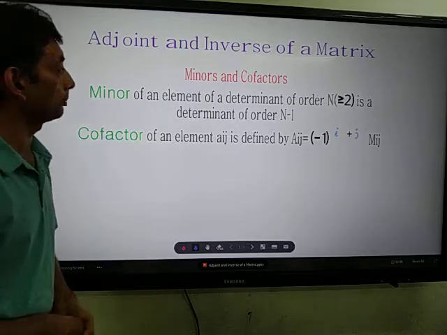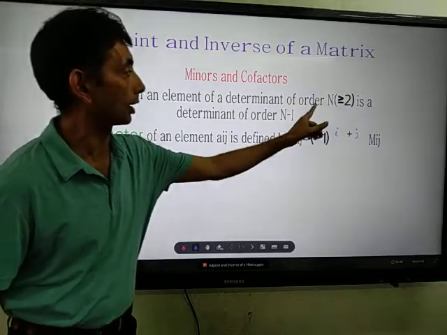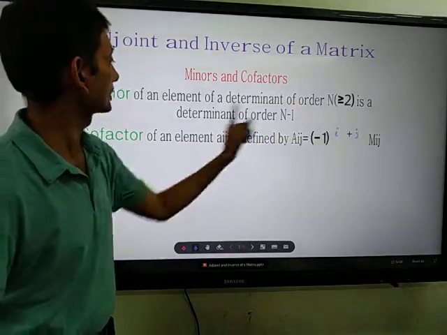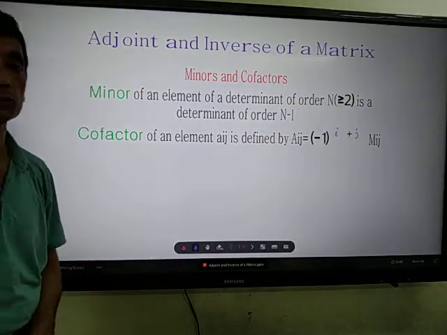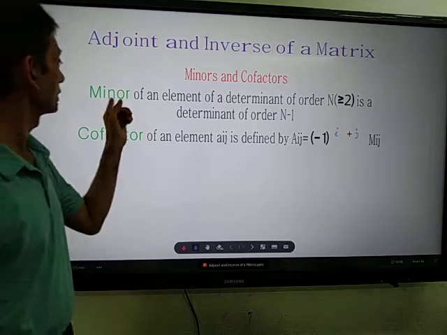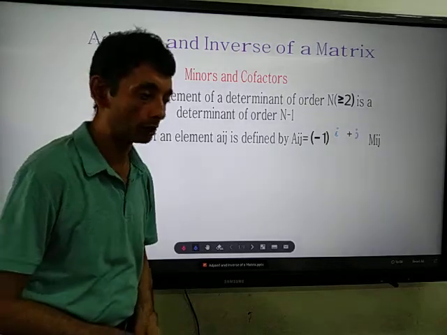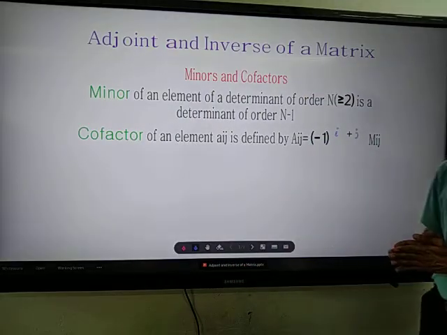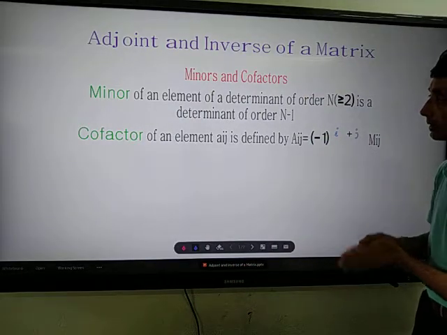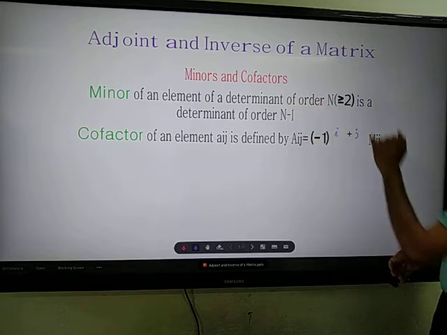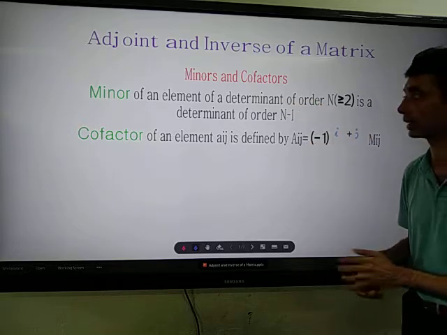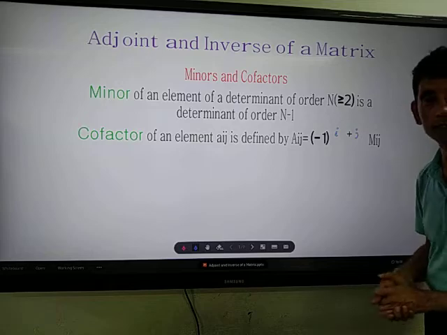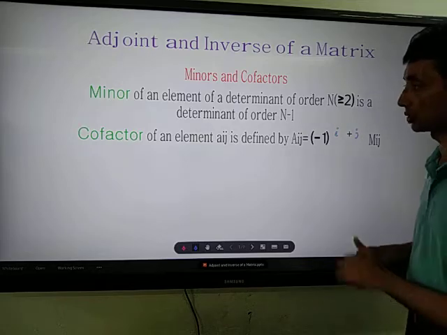The minor of an element of a determinant of order n is a determinant of order n minus 1. That means if you want to find a minor of an element of a determinant, you get another determinant. The order is decreased by 1. That means if the initial order is n, then the order of the determinant is n minus 1.